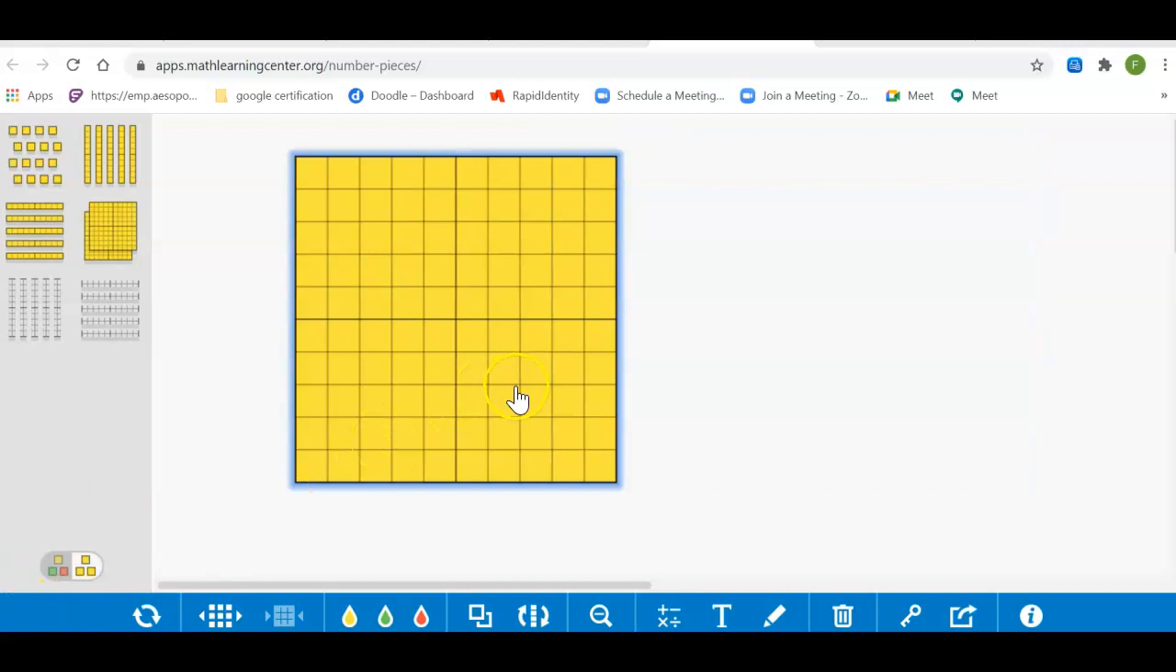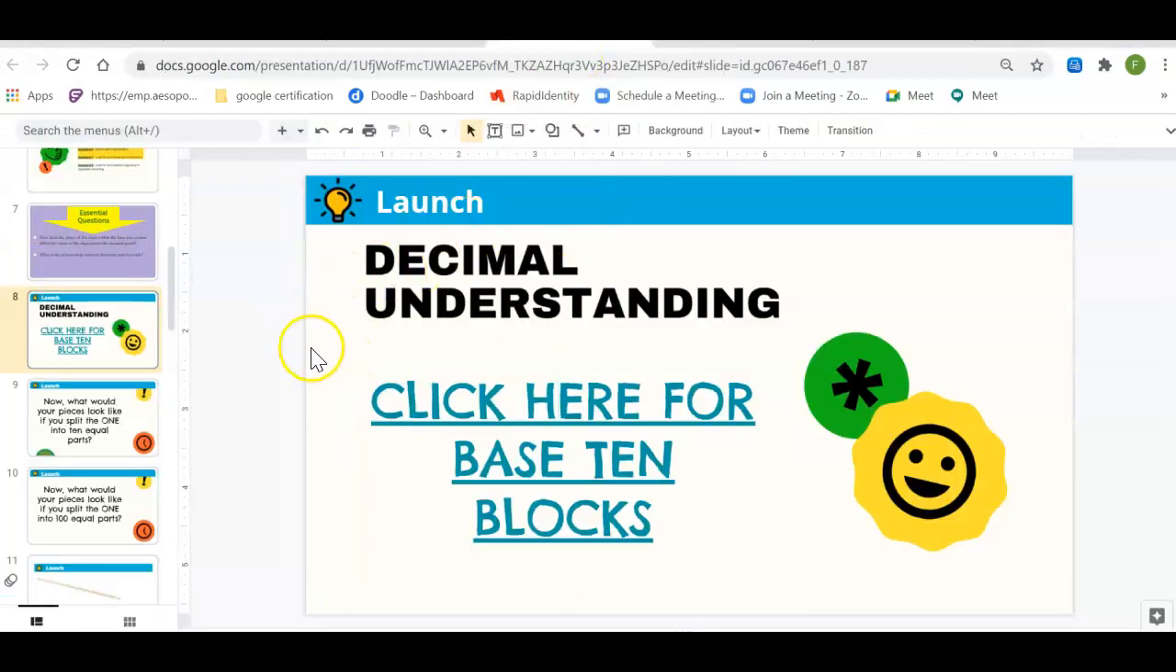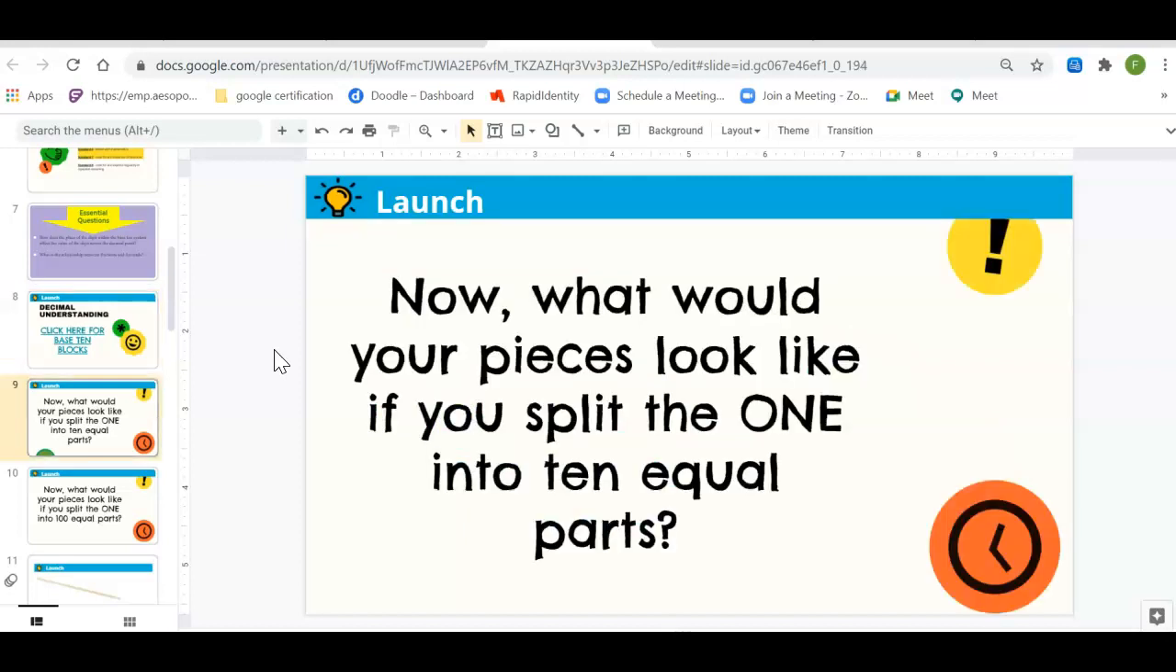We're going to leave these number pieces up, but we're going to go back to our lesson. I'm going to go back and forth a little bit with you. So we've already clicked on the base 10 blocks, which I have right here. And we talked about the fact that one flat is 100 units, but it's also one whole. It also represents just the number 1, which is one whole.